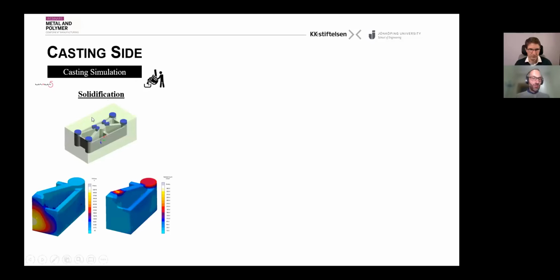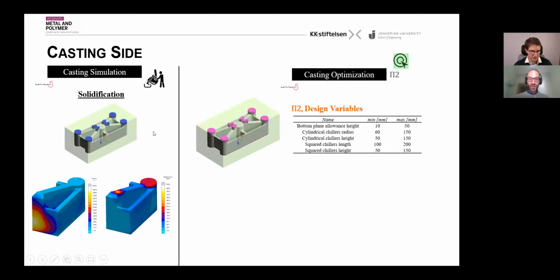Now I would like to introduce the casting simulation we performed. Of course, it's hand molding with sand for the component. We performed the solidification simulation with Magma 5, and we have these design variables.